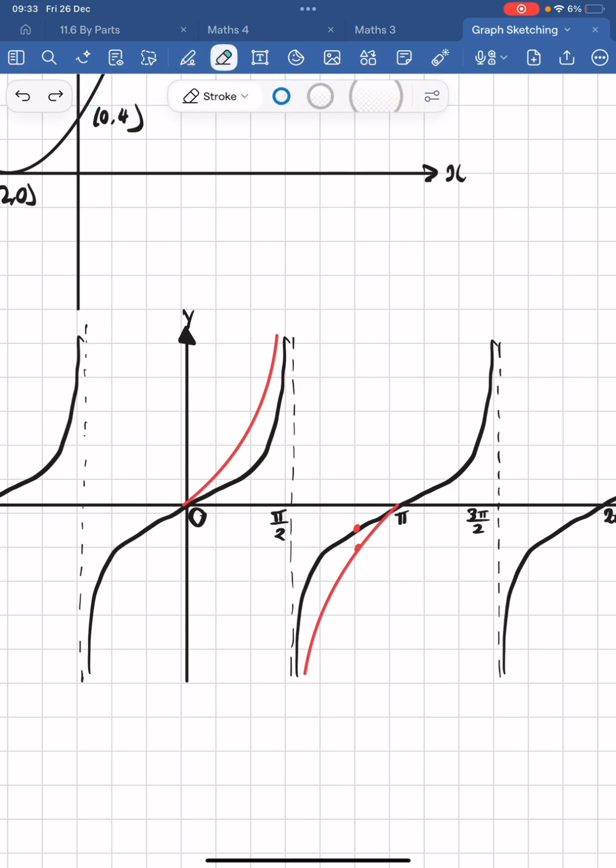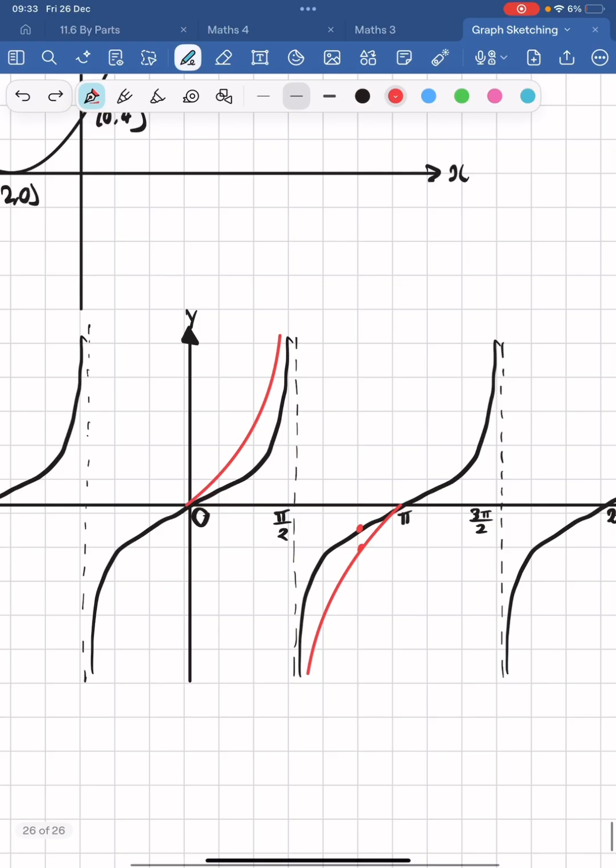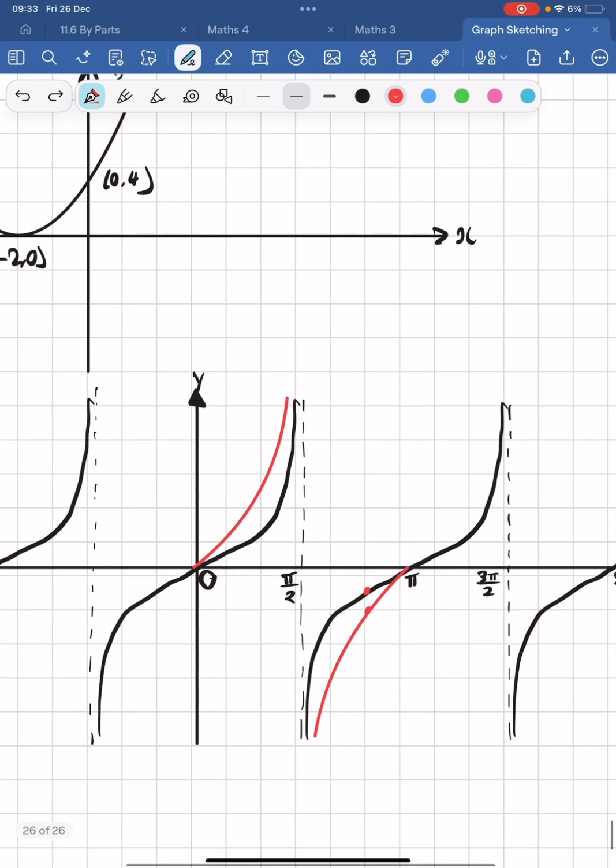And then if we look at pi to 3 pi over 2, yes, tan x will be increasing again, and it will go to positive infinity. But what's different from when we were sketching 0 to pi over 2? Well, now we're multiplying by a part of (x + 2)², which is even greater. So we can say that it's going to infinity at an even greater rate.